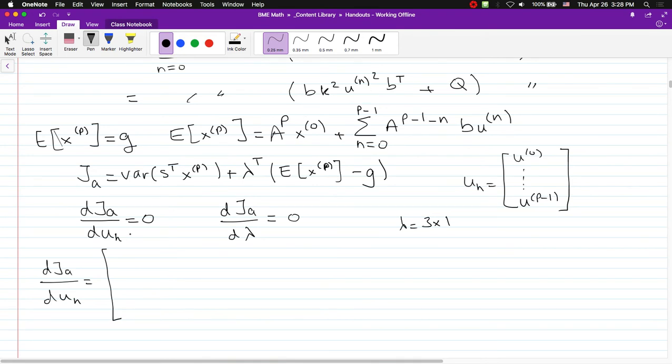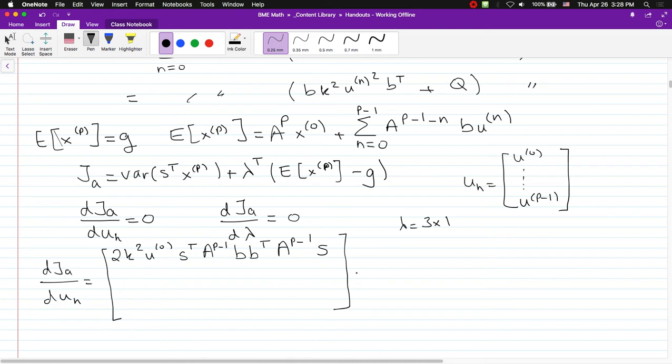The first term here becomes 2 k squared u0 times S transpose A P minus 1 times S, plus B transpose A P minus 1 times S. The derivative of this sum with respect to u0 is just going to be this term. That's the first term in our Jacobian.